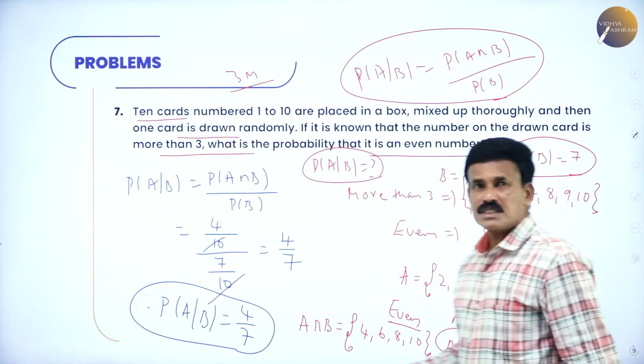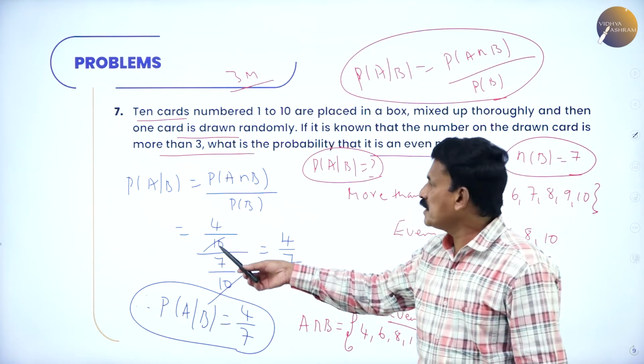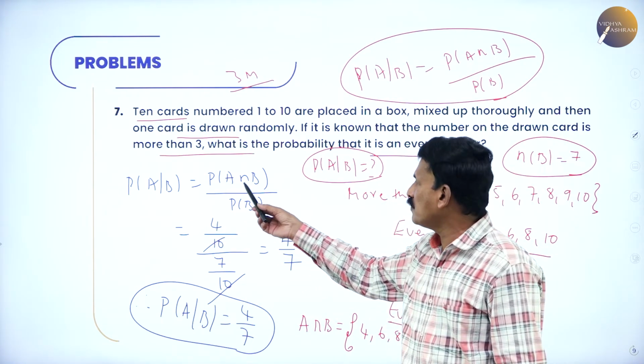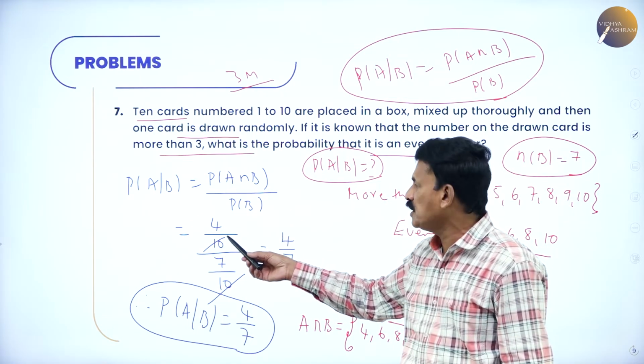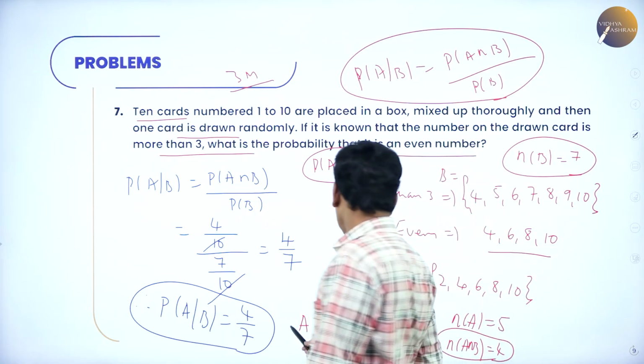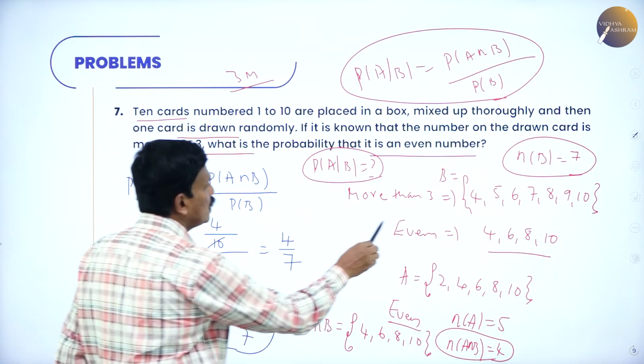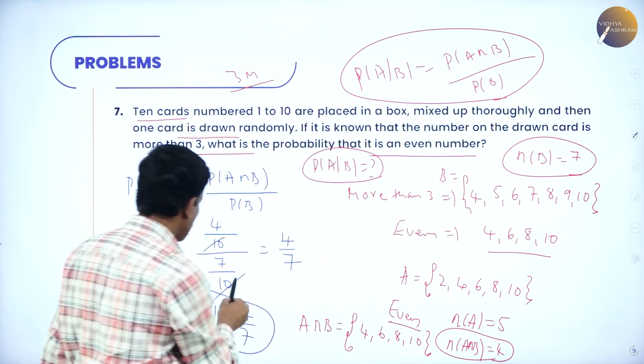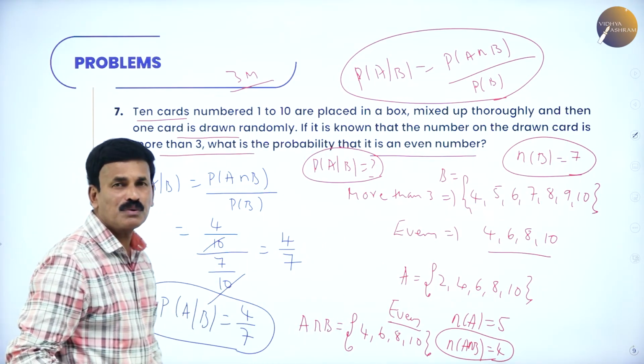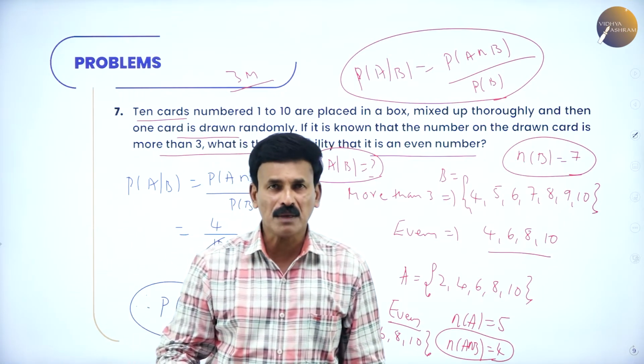Hope you followed this. See here, let me explain once again. The probability of A given B is the probability of A and B divided by the probability of B. The probability of A intersection B is nothing but 4 divided by 10, divided by the probability of B, which is nothing but 7 divided by 10. The 10s get cancelled. So 4 by 7 is the required probability.